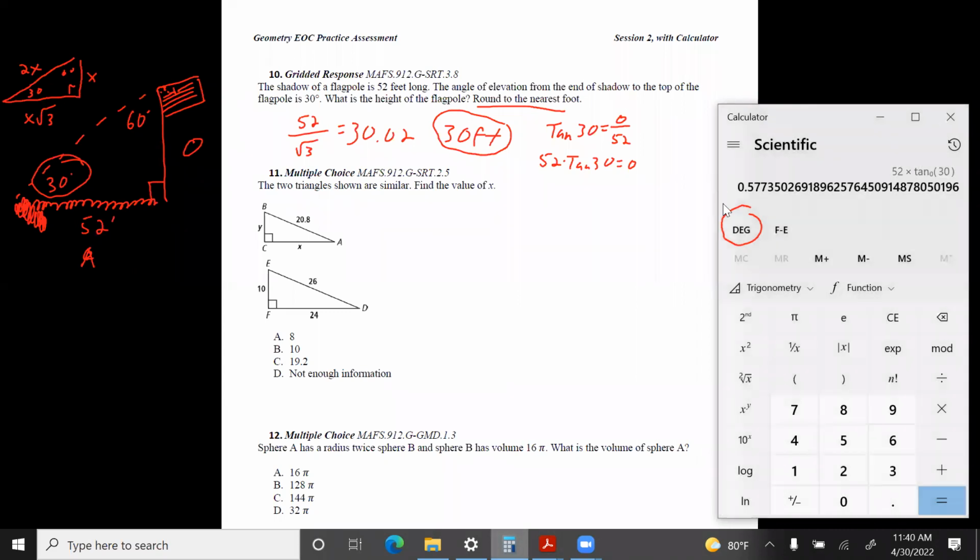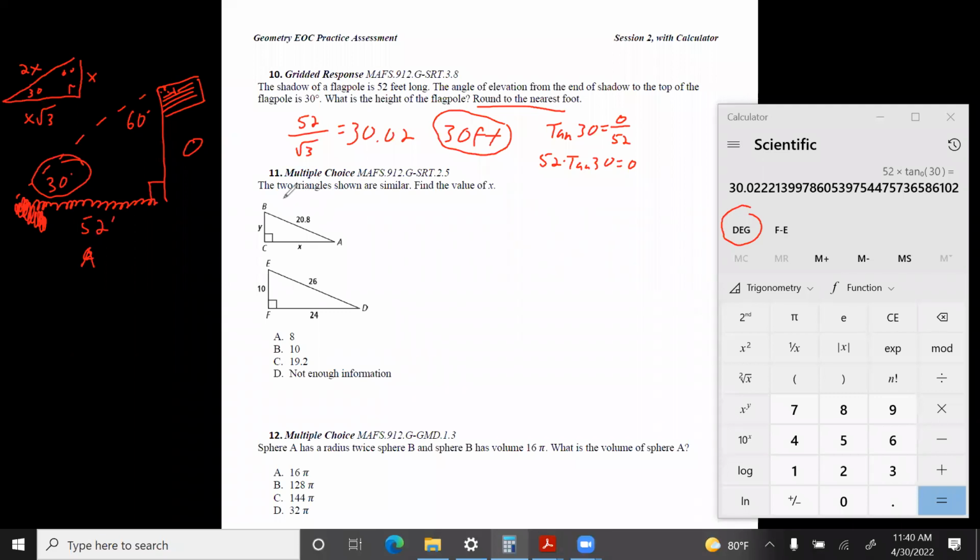Now, right now, this answer is only saying what the tangent of 30 is. I have to make sure it equals, to get my final answer, which was 30.022. Again, same as what we had before. So our answer is 30 feet. All right, go on to the next one, number 11.